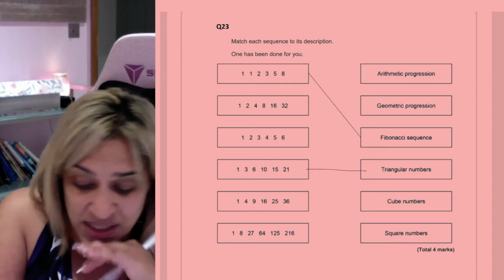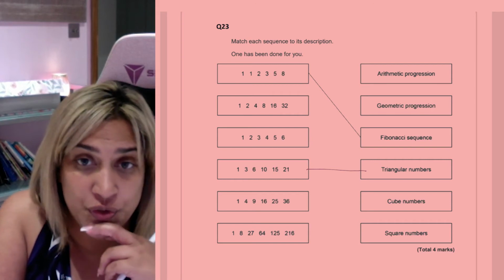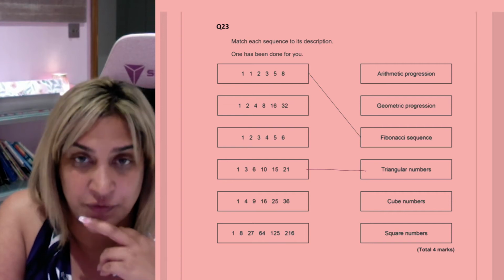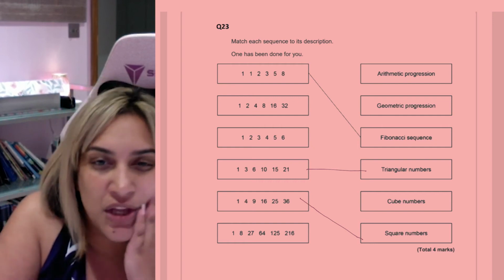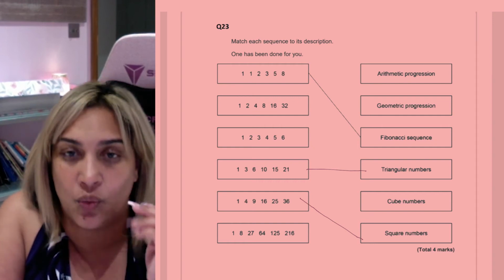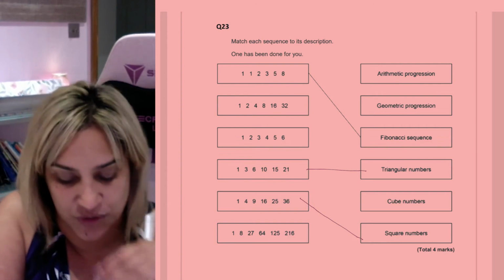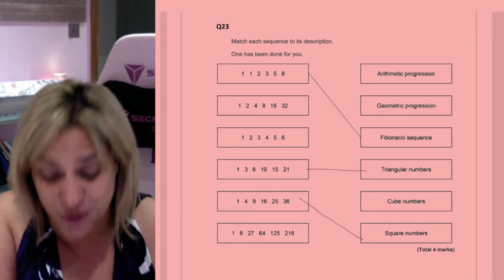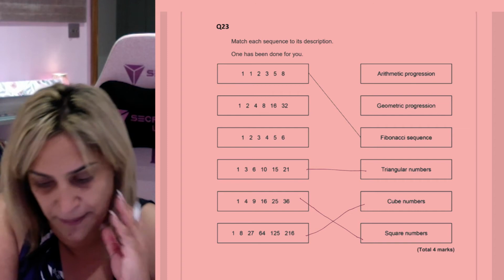Square numbers are quite easy too. 1 squared, 1, 2 squared, 4, 3 squared, 9, 4 squared, 16, and so on. So we've got square numbers. Cube numbers are going to be times each of the square numbers by the number it was squared again. So 1 times 1 times 1 is 1, 2 times 2 times 2 is 8, 3 times 3 times 3 is 27. So we've got some cube numbers there.